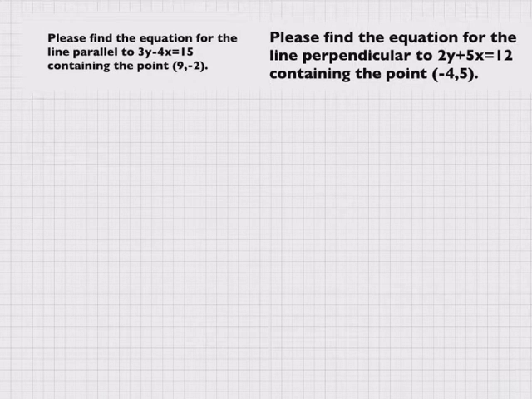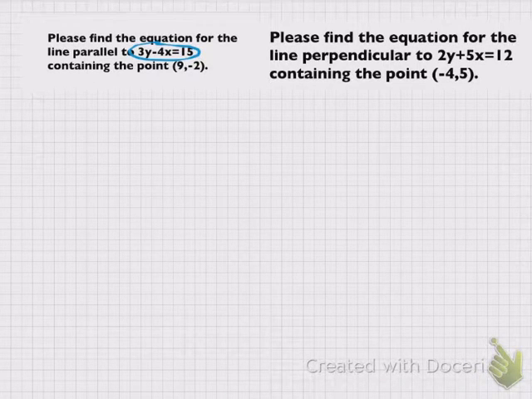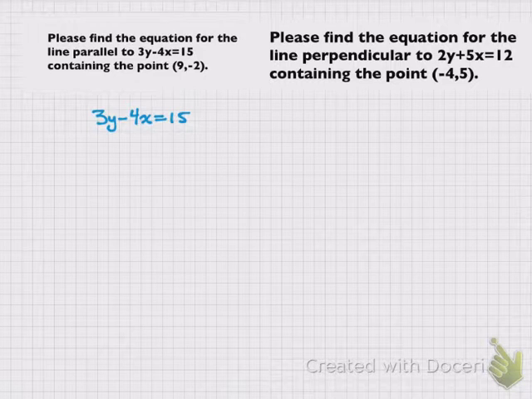So in our first problem, we're asked to find the equation for the line parallel to the line 3y minus 4x equals 15, and we want it to go through the point (9, -2). So first things first, if we're going to find a line parallel to this guy, we need to find the slope of that guy. And there's no better way to find the slope than to put this guy into y equals form, because then we'll be able to find the slope and the intercept really quickly.